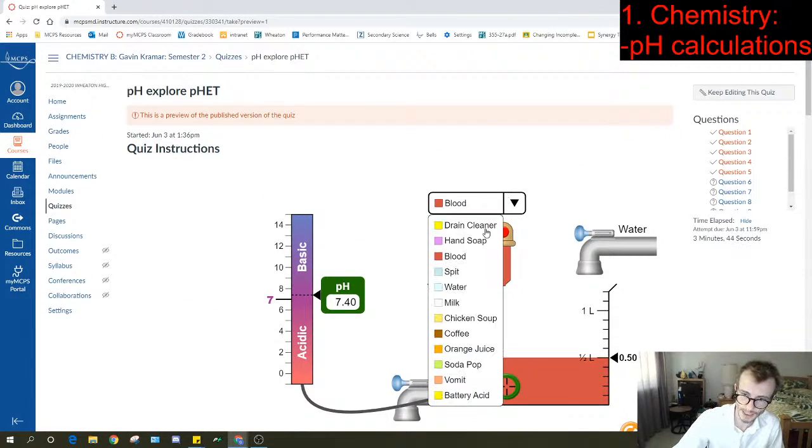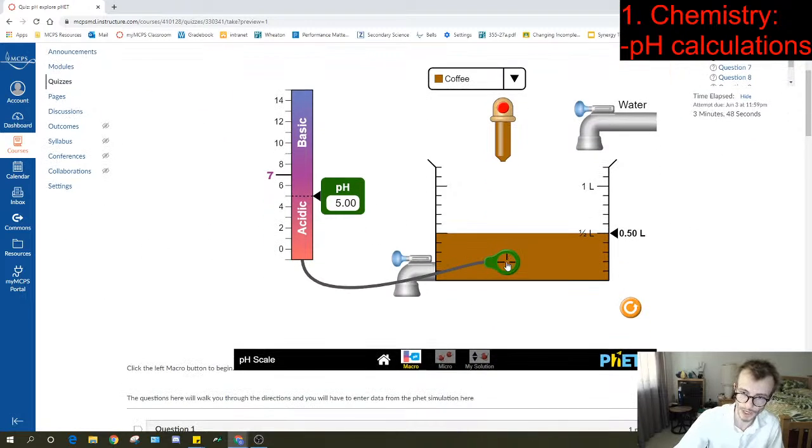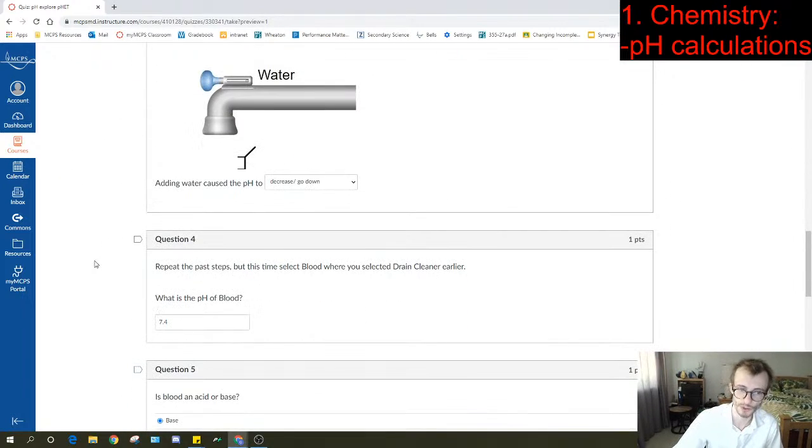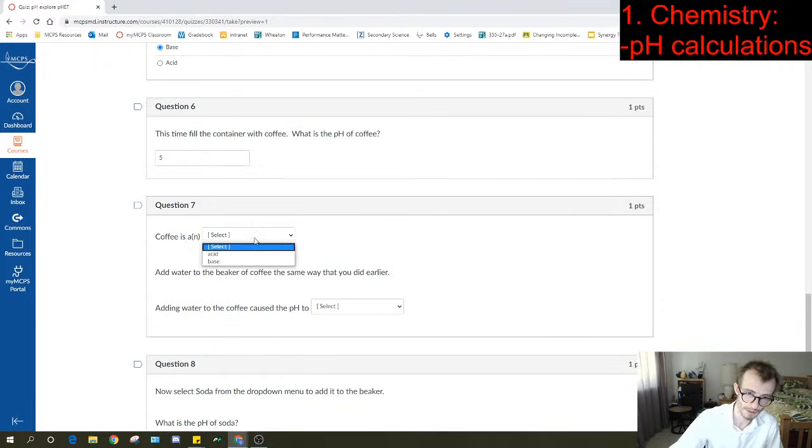We'll do coffee next, it says. So this is really just a way of testing virtually these different things. Coffee is a pH of 5, or obviously not every cup of coffee in the world has a pH of 5, but this is a reasonable pH for a cup of coffee. And because of that, coffee is a bit of an acid.